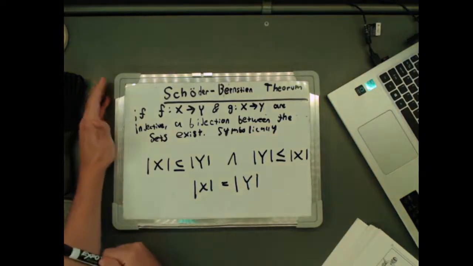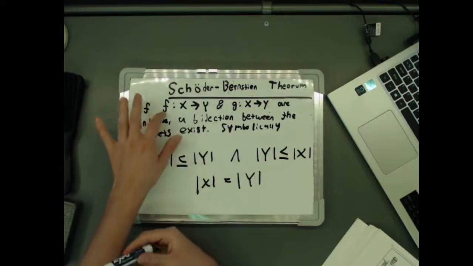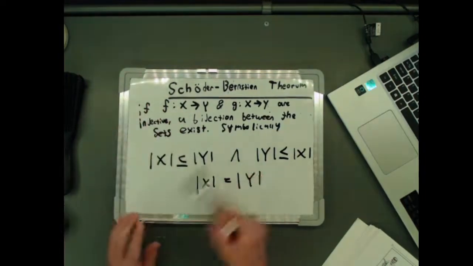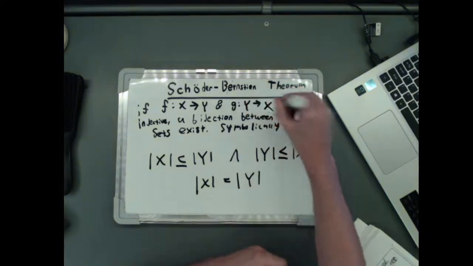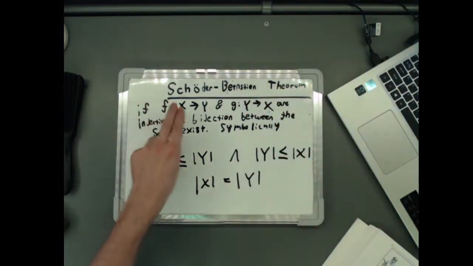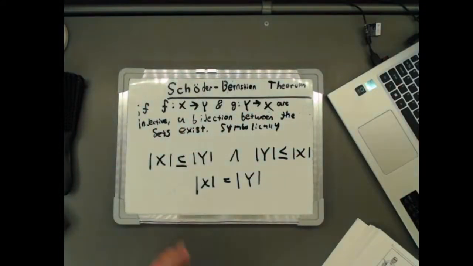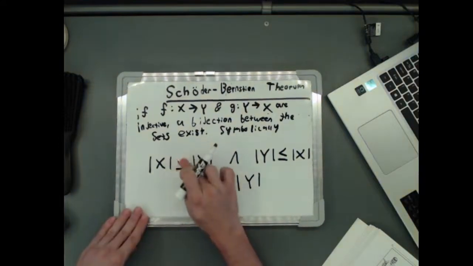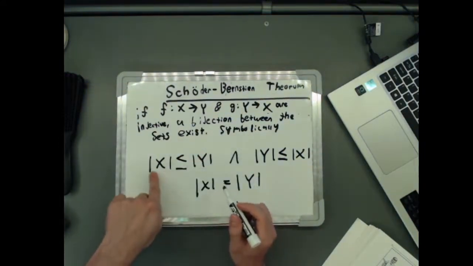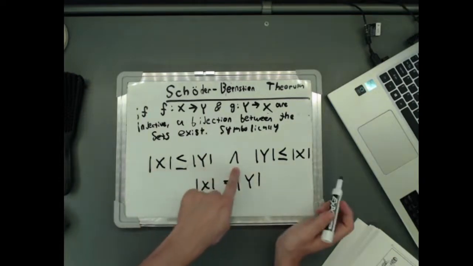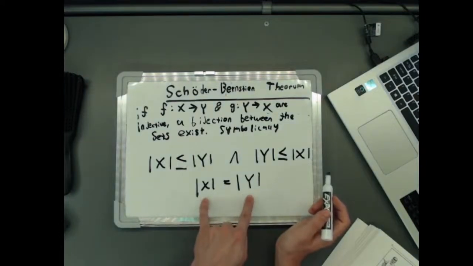The Schroeder-Bernstein theorem states that if f is a function from X to Y, and if g is a function, let me change that, from Y to X, so if both f from X to Y and g from Y to X are injective, a bijection between the sets exists. Symbolically, let me make this a little more clear: if the cardinality of X is less than or equal to the cardinality of Y, and the cardinality of Y is less than or equal to the cardinality of X, then the cardinality of X is equal to that of Y.